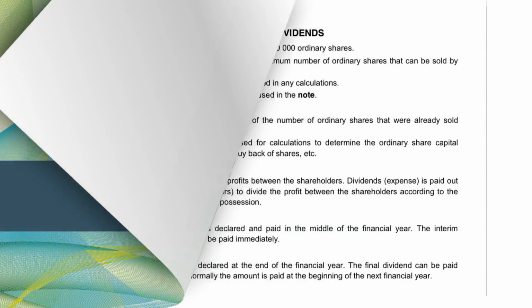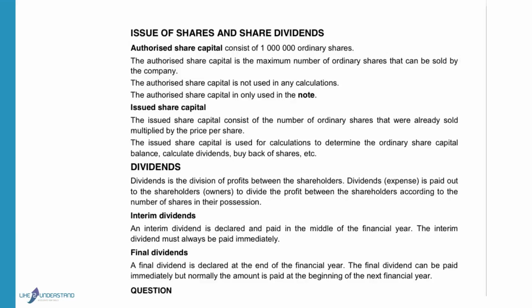Good morning. We will pay attention to share dividends today. Now remember that your authorized share capital consists of 1 million ordinary shares. That is the maximum number of shares that you can sell. You never use it for calculations, you only use it in the note.